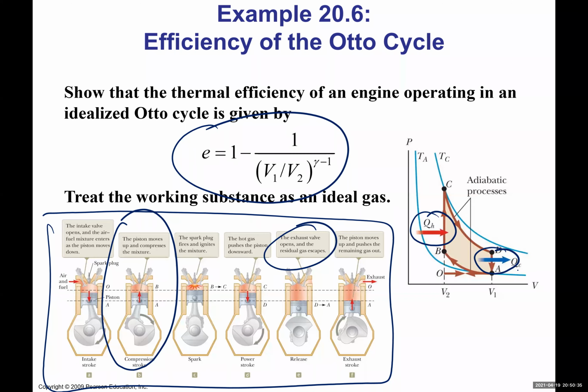So you can see, right? So during that process, when the heat is removed and added, the volume doesn't change. Then you have two adiabatic processes, in which there's adiabatic compression and adiabatic expansion. The two important things here are volume one and volume two, because those are the ones that are used in the efficiency equation.